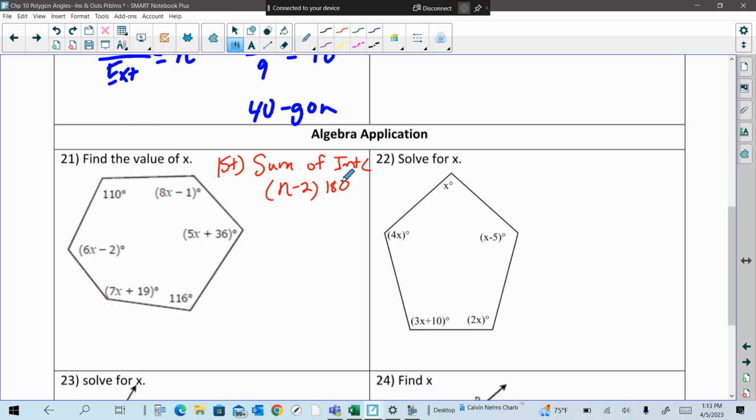So n is our number of sides. If I look here, I think we have 6 sides, right? So 6 minus 2 times 180 gives me a sum of what? Yep, 720. That 720 is the total inside this hexagon. So now that I know the sum, the second part is to write and solve an equation.